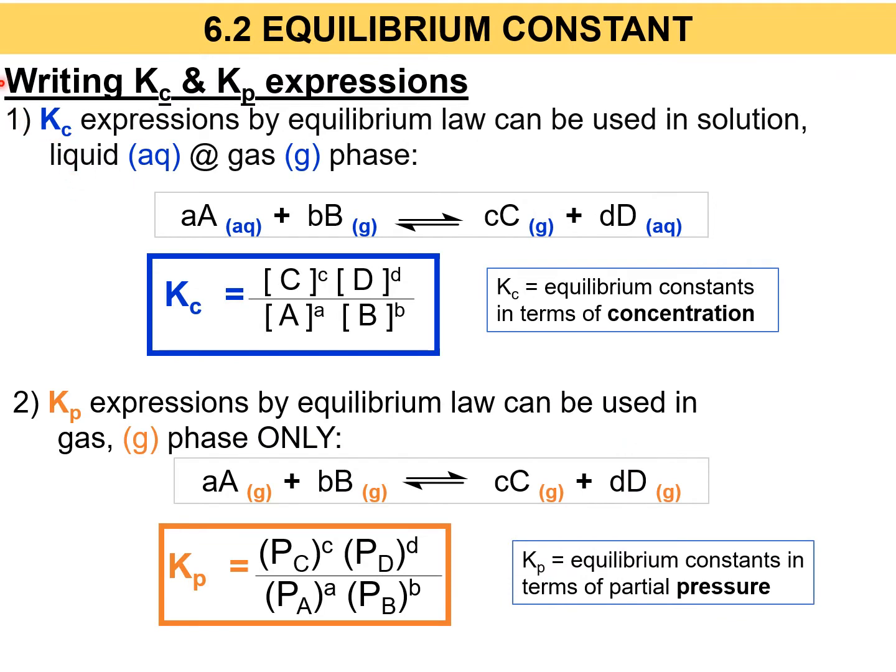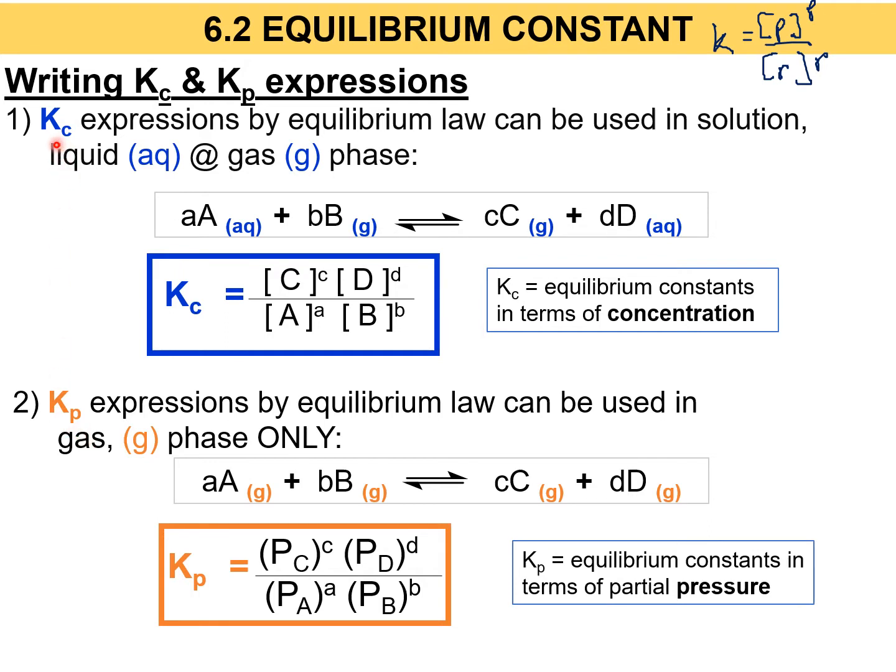Okay, in subtopic 6.1, you have learned how to write the equilibrium law ataupun law of mass action, di mana equilibrium constant is equal to the concentration of product to the power of product divided by concentration of reactant to the power of reactant. Okay, so dekat 6.2 ni, dia lebih mendalam sikit. So, equilibrium constant ni bukan K sahaja. You need to express it sama ada Kc ataupun Kp.